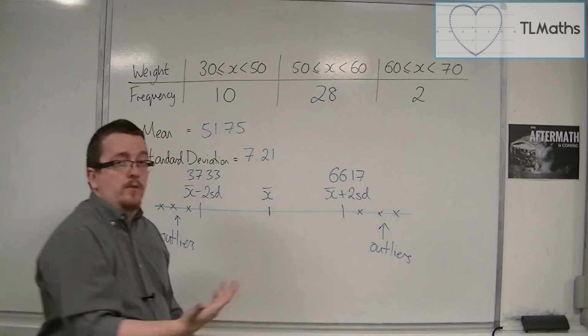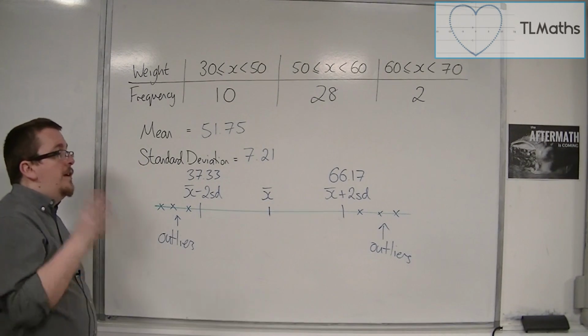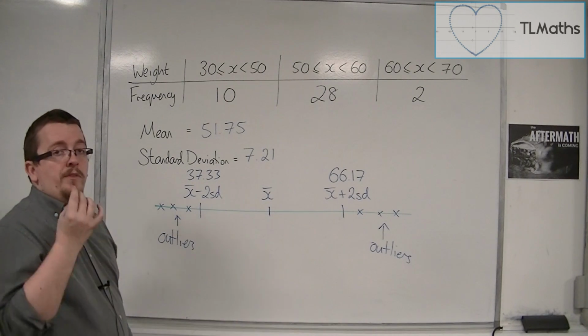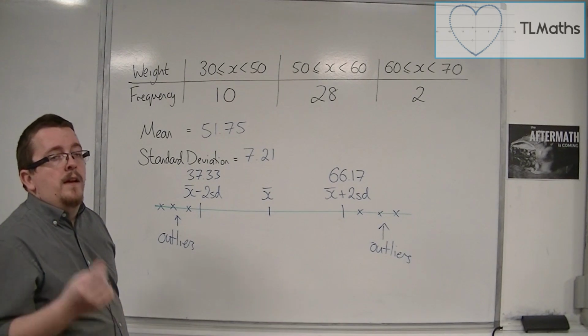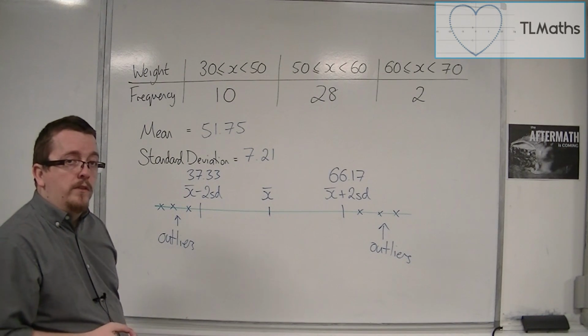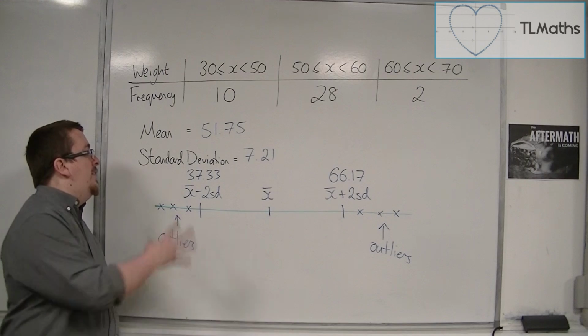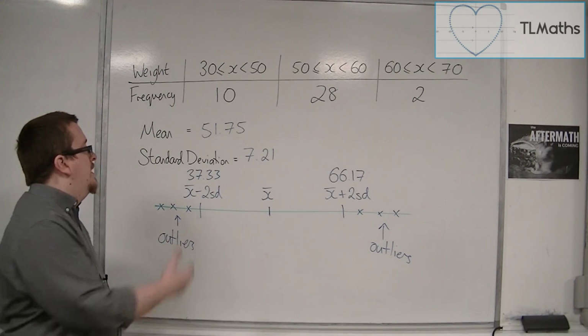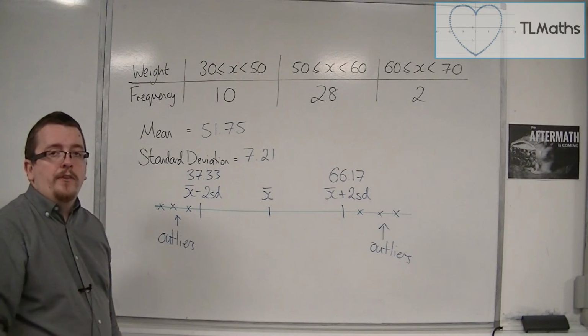We just don't know. Okay, so there could be outliers on either side, and only with raw data would you be able to determine that exactly, and to pick out the actual outliers themselves. Okay? But this is how we can figure out whether there are any outliers or not. It's 2 standard deviations either side of the mean.